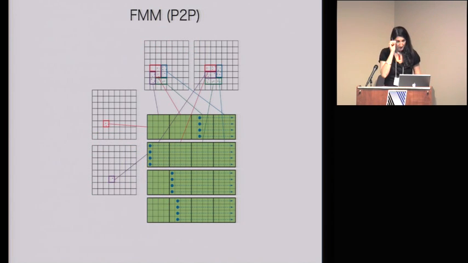So obviously the P2P, particle-to-particle interaction, which is done only at the local near field in the FMM, is the same as the all pairs. There's no difference. The only difference between the all pairs and the FMM P2P is that in the FMM P2P, each target interacts with a different set of sources, right?